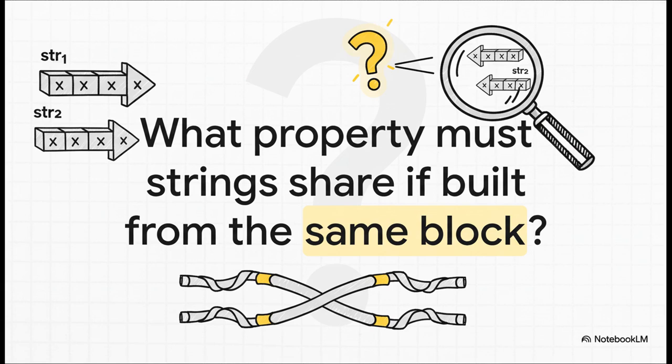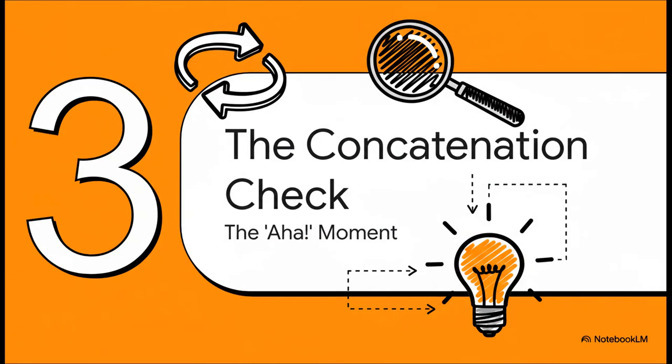So that leads us to the real million-dollar question. If two strings are both just different counts of the same exact building block, what special property will they always share? And this, right here, is what it's all about. This is the aha moment. It's one single, incredibly powerful check that basically solves the whole thing for us.